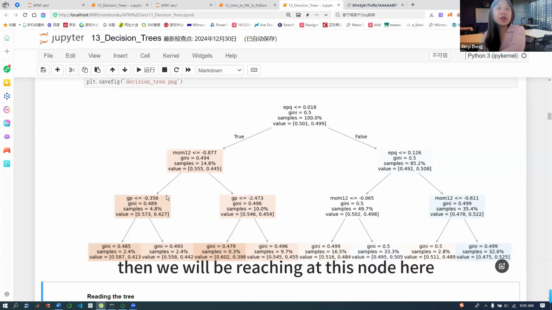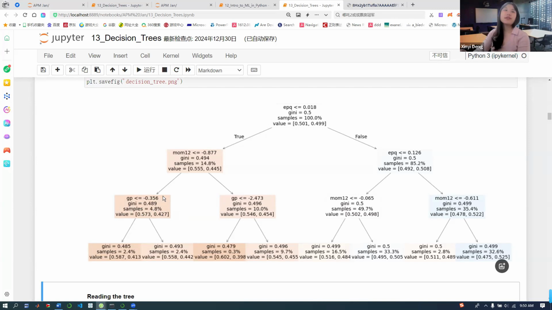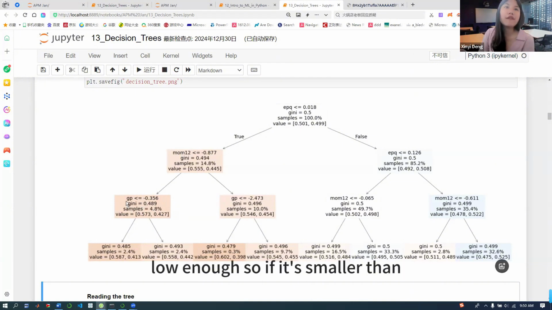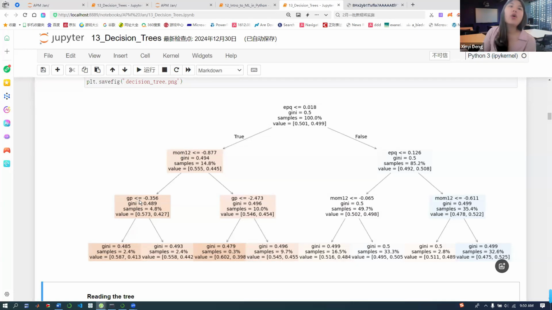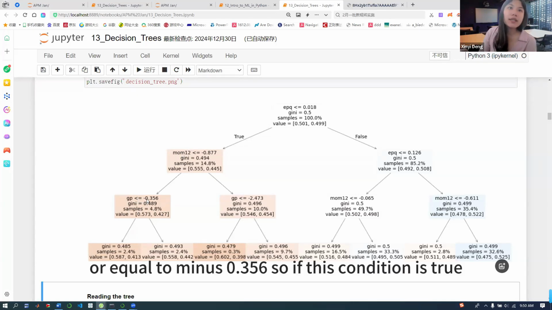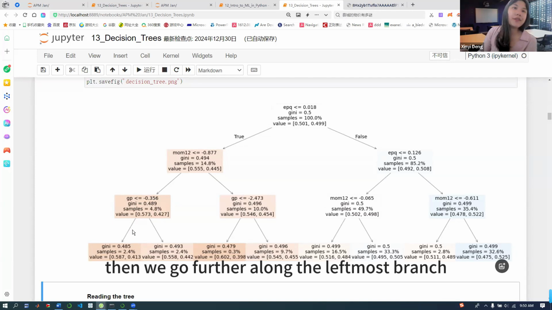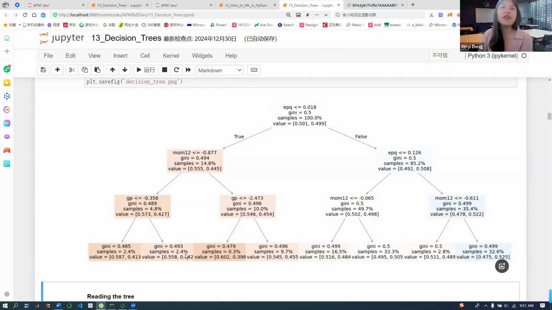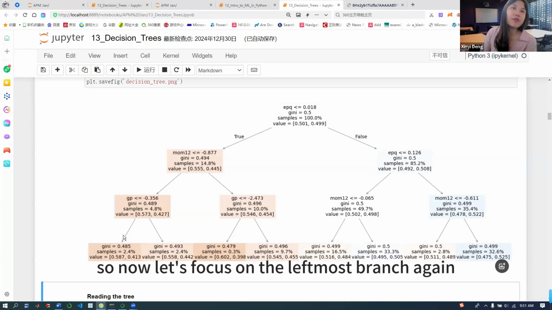Then we will be reaching this node here, which is based on the profitability. So now, not only is the momentum low enough, but the profitability also has to be low enough. If it's smaller than or equal to minus 0.356, and this condition is true, then we go further along the leftmost branch. Otherwise, we go into the other branch, so we will be going into this second leaf node here. So basically this branch.